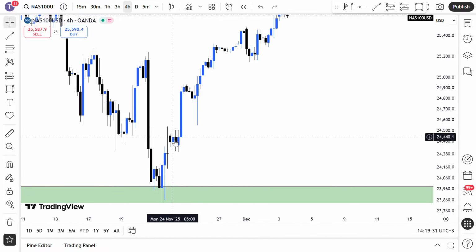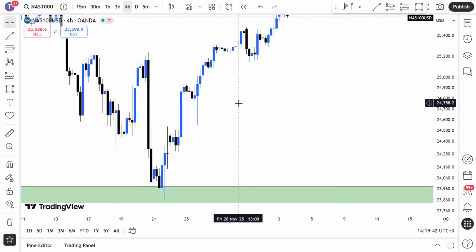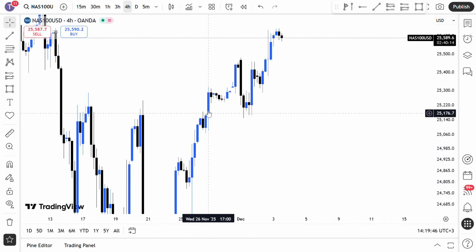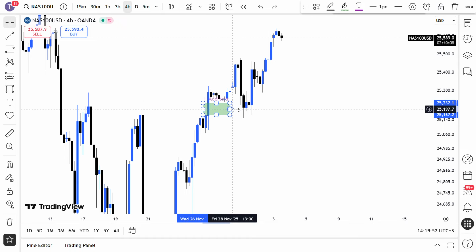You can see when price leaves behind a fair value gap, the price finds an opportunity to come down and fill those fair value gaps that are being left behind before moving to the upside. And you can see even at this point here, we had this fair value gap, and price came back to fill the fair value gap.